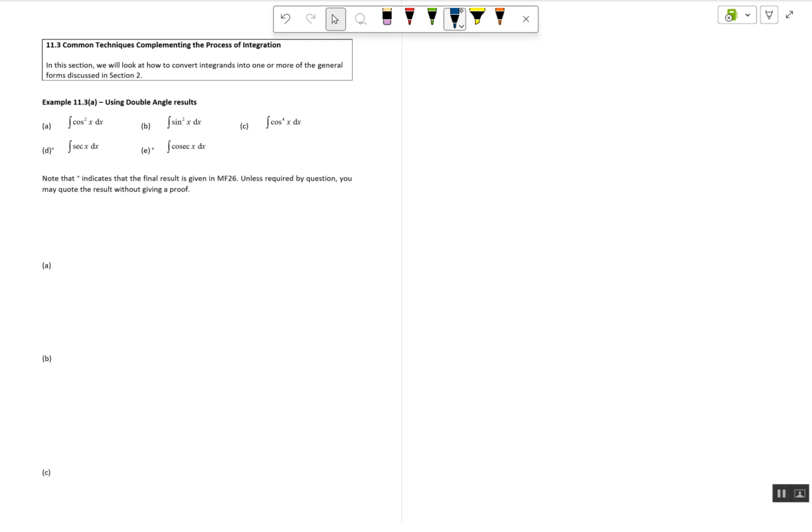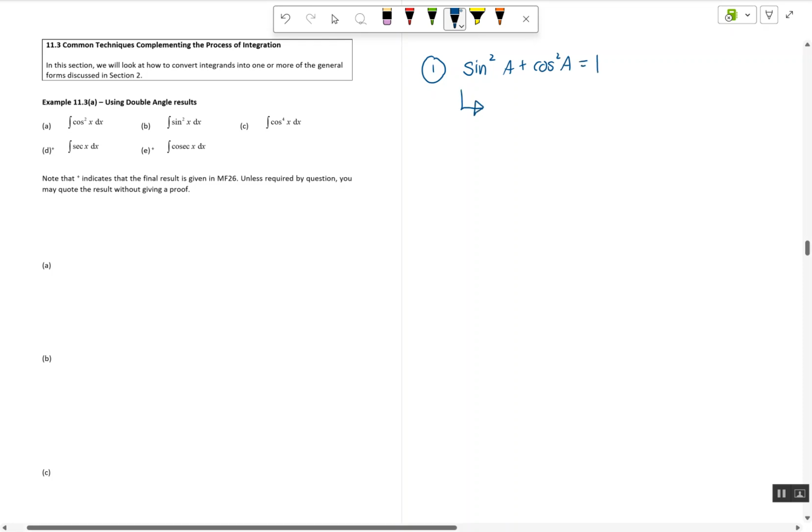Before I go on to this part, there are a few trigo identities that you must know. Number one, and this is not given in your formula sheet: sine square A plus cos square A is equal to 1. This is the first trigo identity you learn in secondary school, and it is not given in your formula sheet.